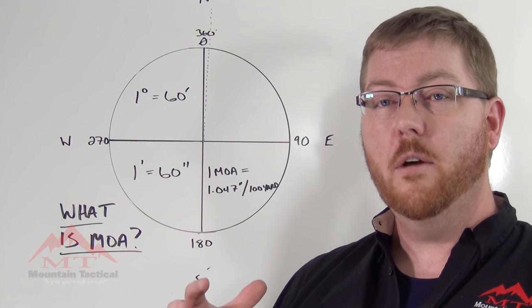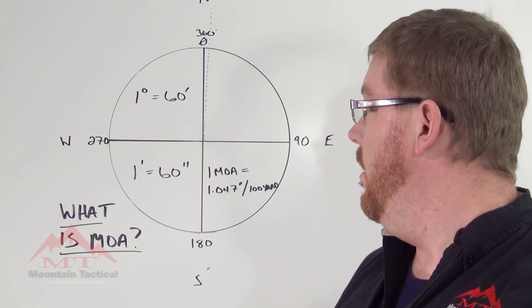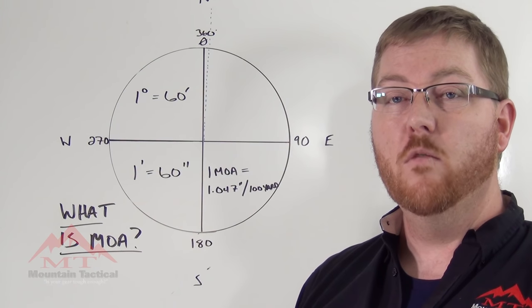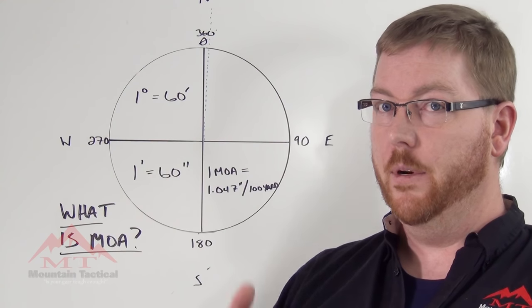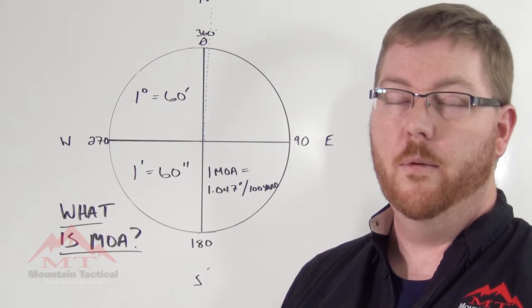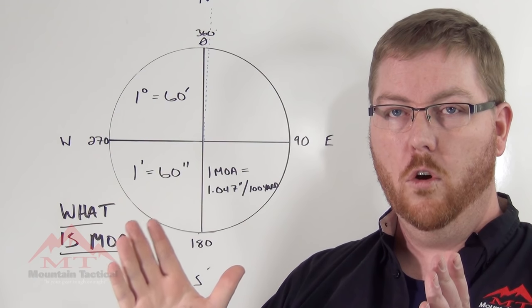Now, how does that relate to a linear unit of measurement? 1 minute of angle at 100 yards is roughly 1.047 inches. 200 yards, double that, 300 yards, triple that. You can see as we extend out from the circle, that linear gap becomes larger.